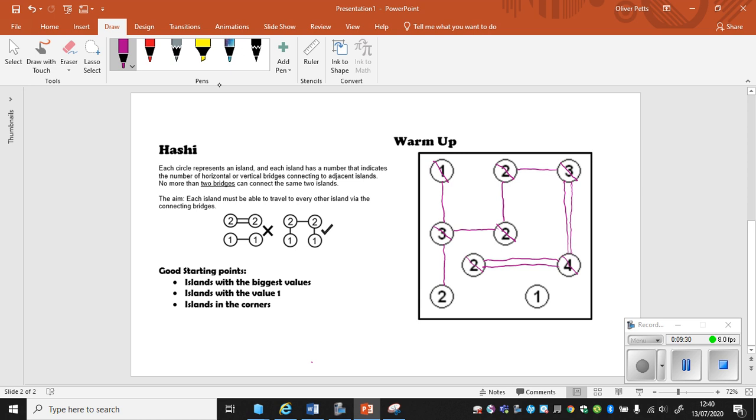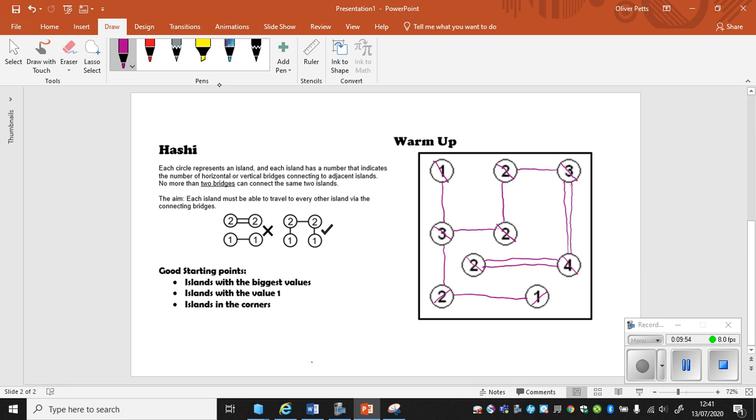Onto this island of two, I've only got one option. I can't go up to the island of three because that one's finished. The only other option I've got is to connect it to the island of one to the right. The island of two is now finished, I can cross it off. And this island of one is also now finished because it has a single bridge connecting it. So notice now I've crossed off all my islands.